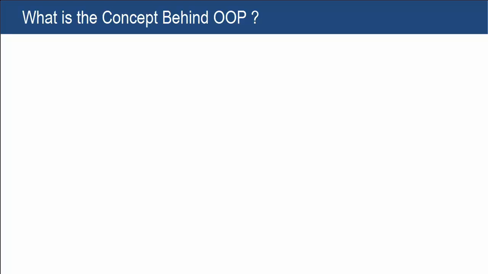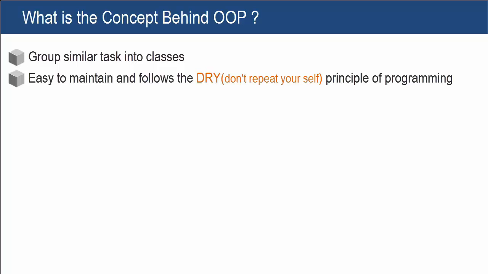What is the concept behind Object-Oriented Programming, or OOP for short? Object-Oriented Programming is a style of writing code that allows one to group similar tasks into classes. This helps keep code easy to maintain and follows the DRY principle of programming. The main idea of DRY programming is that if a piece of information changes in your program, only one segment of that change is required to update the entire code or program.